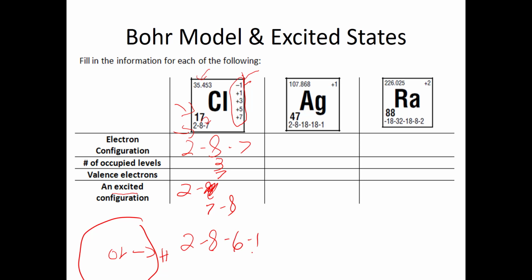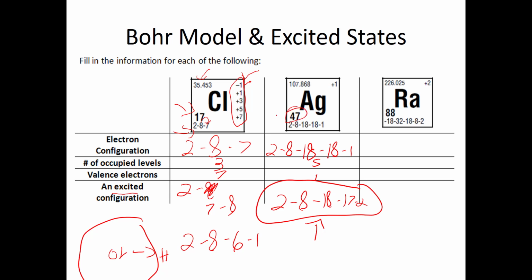Silver, the configuration we know is 2-8-18-18-1. Occupied levels: 1, 2, 3, 4, 5. Valence electrons is just 1. Excited level: 2-8-18-17-2. There are multiple excited states for this since it is so large. However, you need to make sure that if this is a neutral atom, not an ion, you have the correct number of electrons as you do protons.